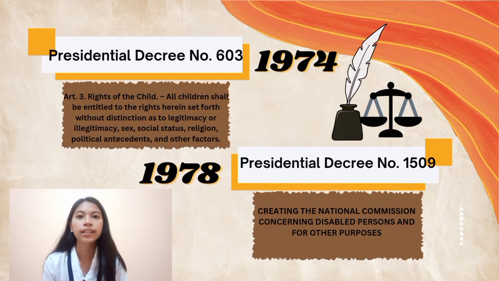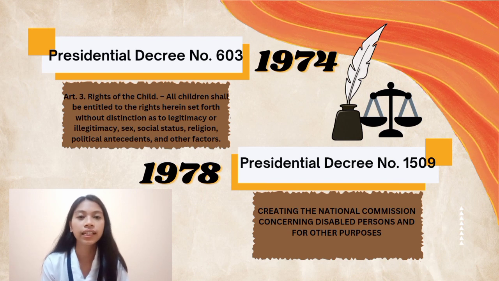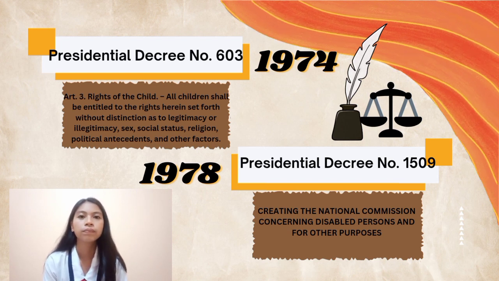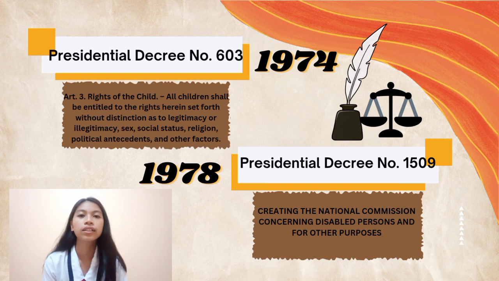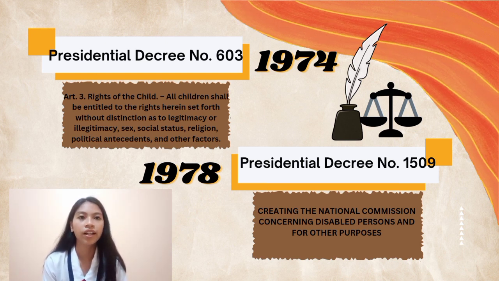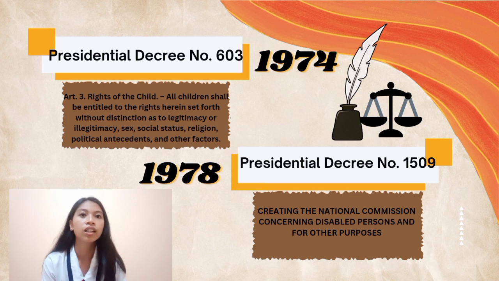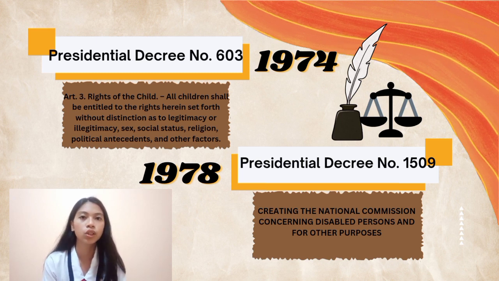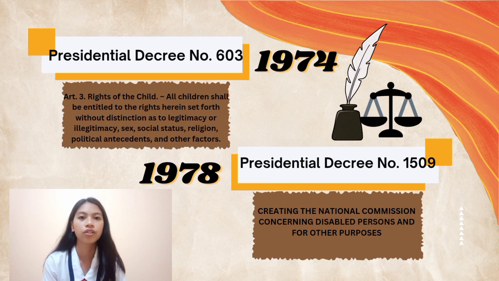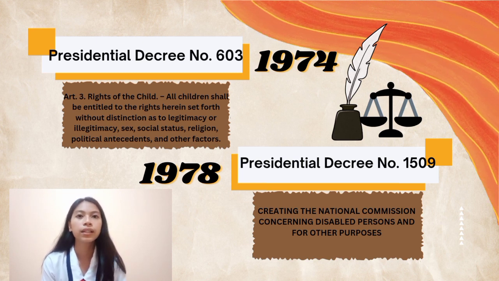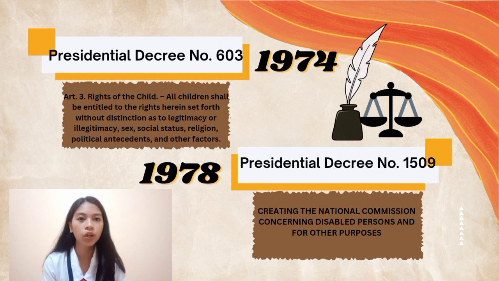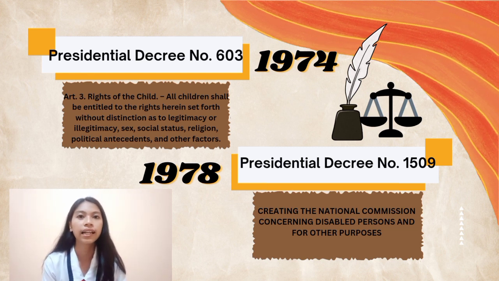We have here the 1975 Presidential Decree number 603 under Article 3, Rights of the Child. All children shall be entitled to the rights herein set forth without distinction as to legitimacy or illegitimacy, sex, social status, religion, political antecedents, and other factors. The gifted child shall be given opportunity and encouragement to develop his special talents.